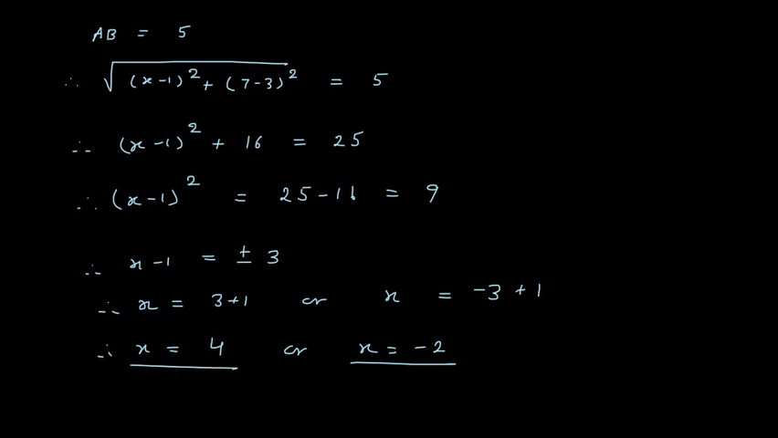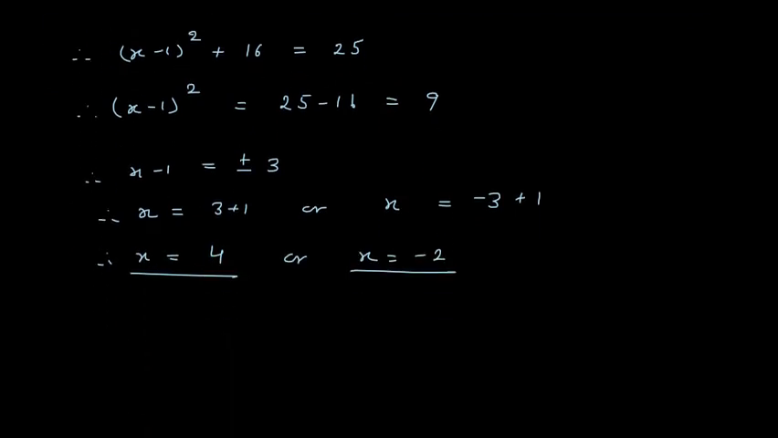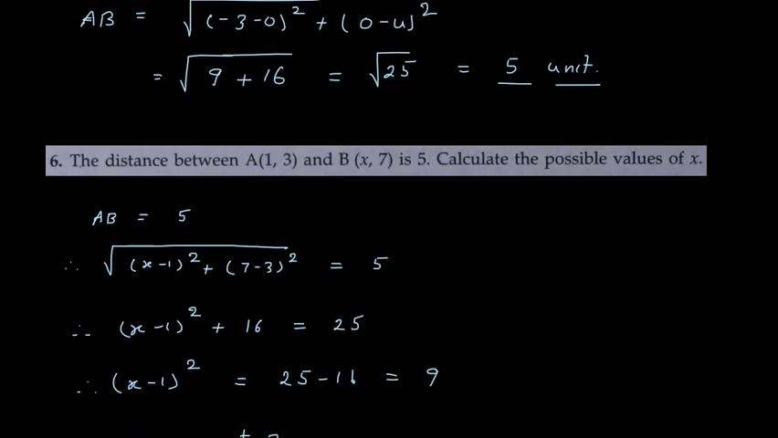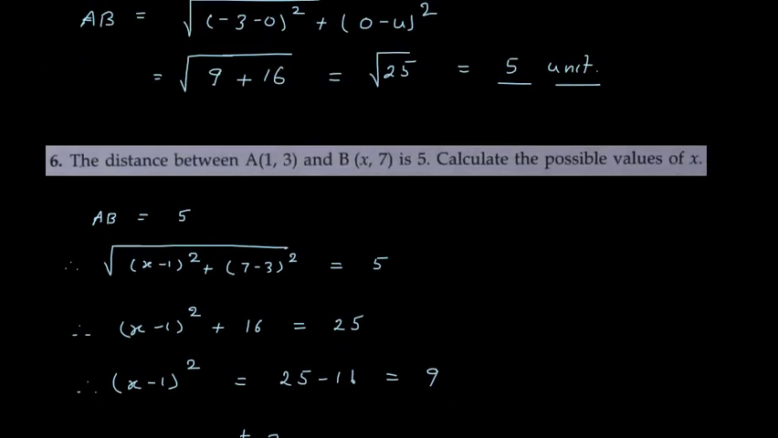Now the distance is always positive, but any of the coordinate can be positive or negative. So here both the values are right. X is equals to 4 is also correct, and x is equals to minus 2 is also correct. So distance between A and B is given. This is how we can find the coordinate of x. We can find the unknown value x.